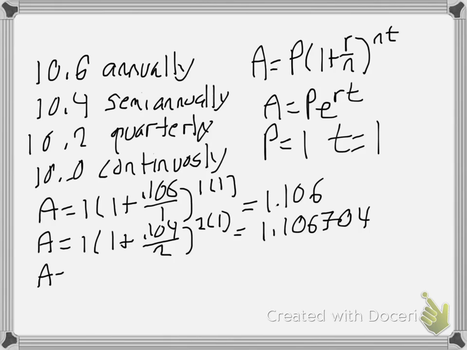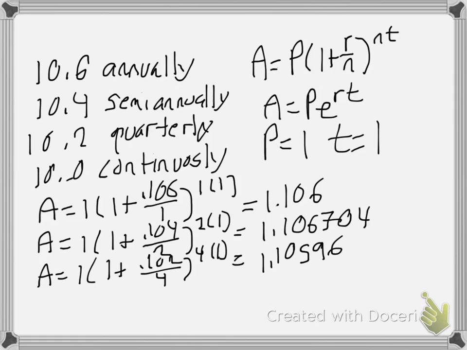And then the third one, A equals 1 times 1 plus 0.102 divided by 4. So it's 4 to the first power. And that equals, according to my handy dandy calculator, 1.10596. Okay?